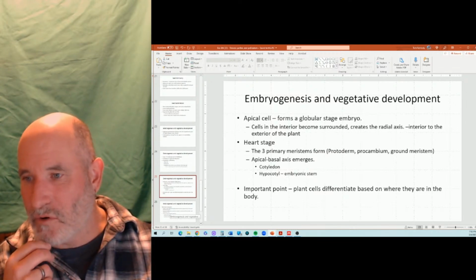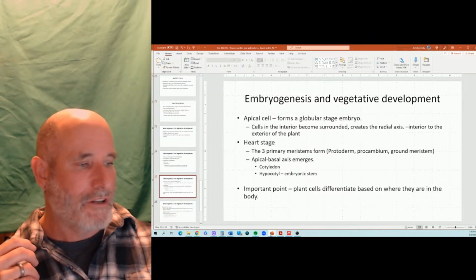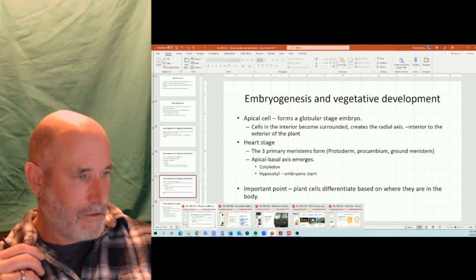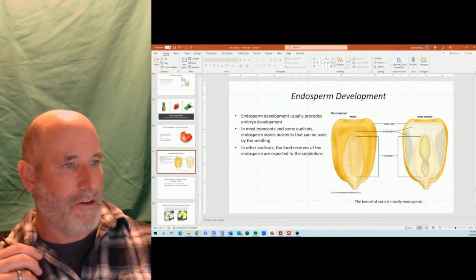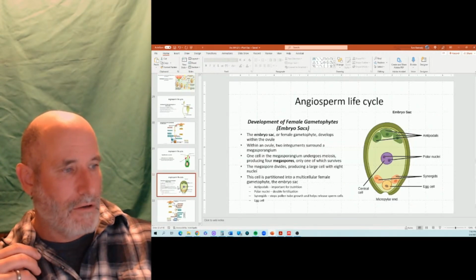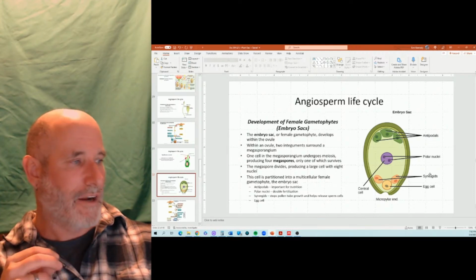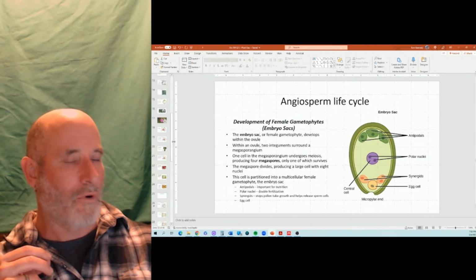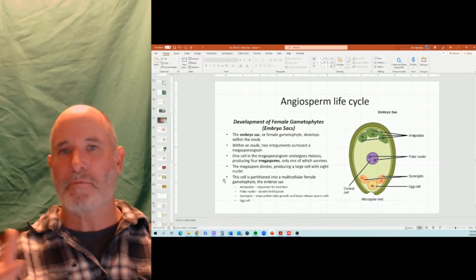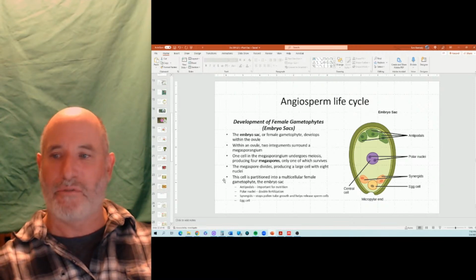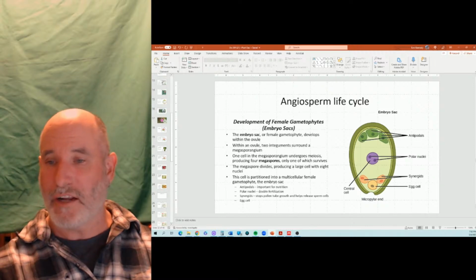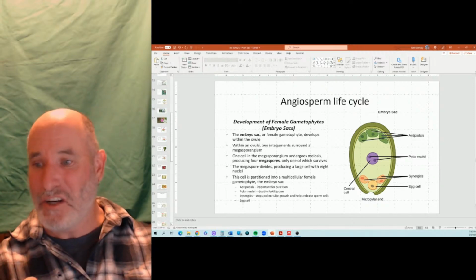Okay, so we got the primary functions for polar nuclei, eggs, synergids, and micropyles. So let's go back to our plant here. And then let me show you, that's the endosperm. And then we can go right up to here. And we can see on this slide right here, I pretty much put some of this stuff in there, right? What these things are important for. So, the egg is pretty obvious. I mean, this is going to form the embryo, right?